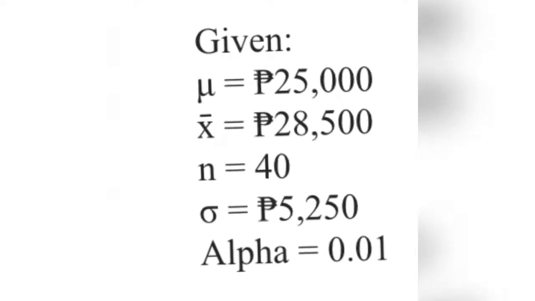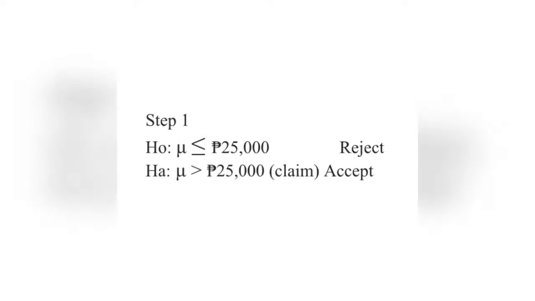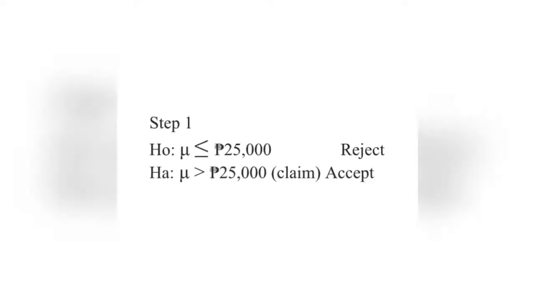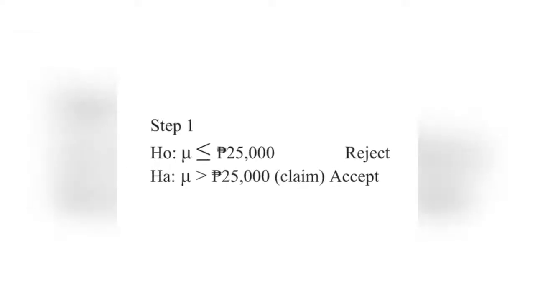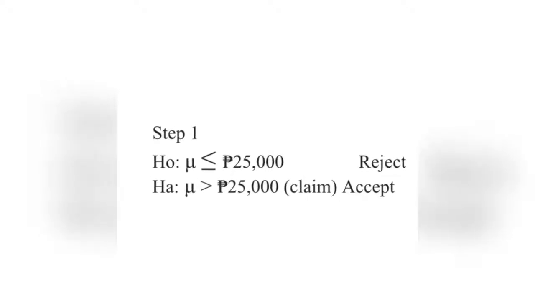Ready for step 1? Jot down the null hypothesis, or HO, and that will be mu less than or equal to 25,000. Then, of course, write down the alternative hypothesis, or HA, which would be the opposite sign of the HO. Mu is greater than 25,000.